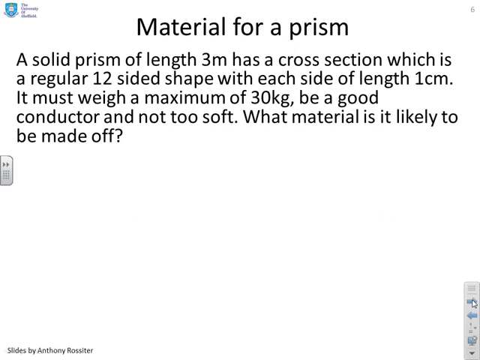First one is relatively straightforward. So we're given a solid prism of length 3 meters, which has a cross-section which is a regular 12-sided shape, with each side having a length of 1 centimeter. Now, this prism must weigh a maximum of 30 kilograms, be a good conductor, but not be too soft. What material is it likely to be made of? And you can see that this question is pretty vague. It doesn't say you must get it exactly right. It says, well, what do you think?